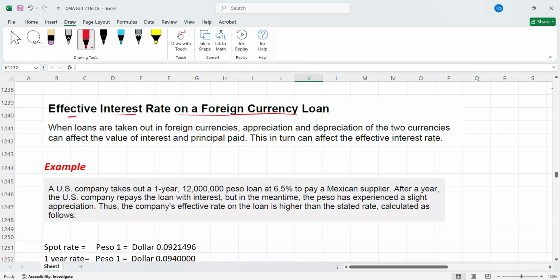So here we go. When loans are taken out in foreign currency, the appreciation and depreciation of two currencies can affect the value of interest and principal. So it can give you gain or loss also. It may increase your interest rate or decrease your interest rate. The process I'm going to explain is how you would calculate effective interest rate. This in turn can affect the effective interest rate. And how would you calculate?